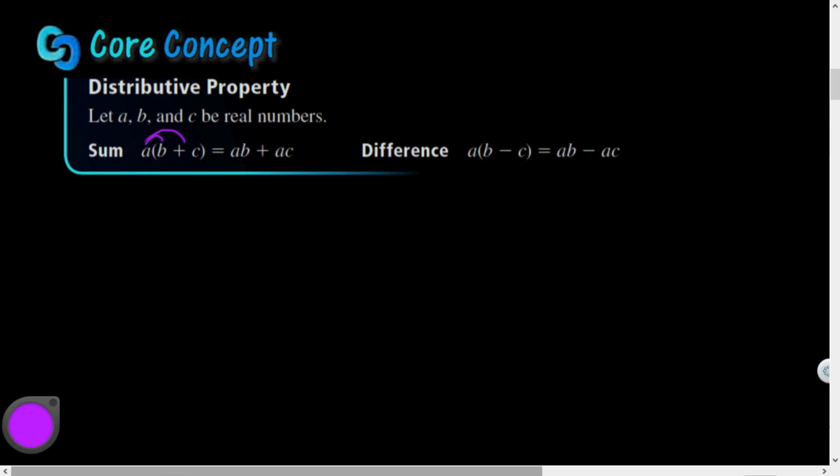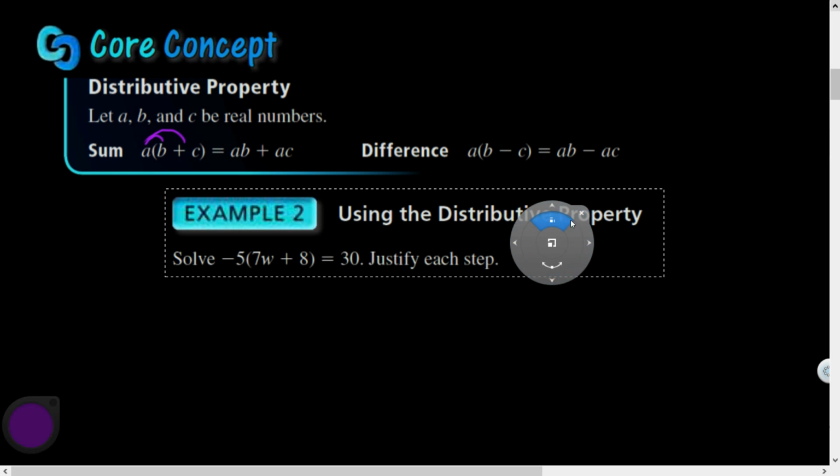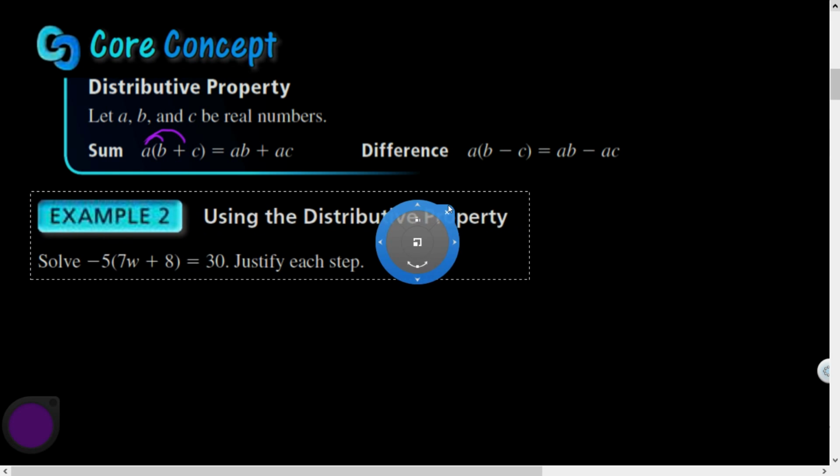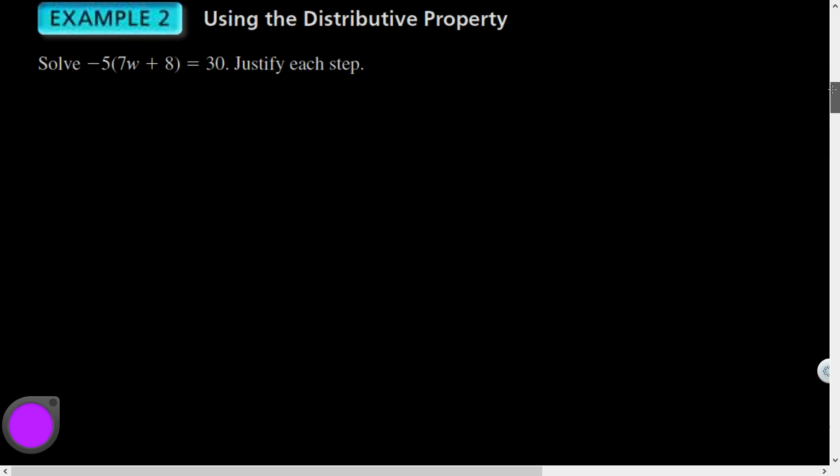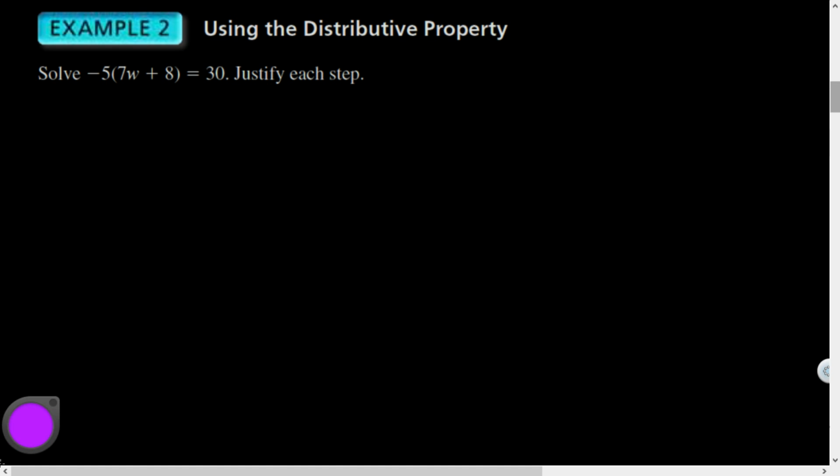So here we go. I'm going to do an example. And guys, you know what? It's probably going to use that property. I have a feeling. I mean, it even just tells me it's using the distributive property. Okay? So let's see if I can justify each step. Maybe we'll break away from the two columns just a little bit here.